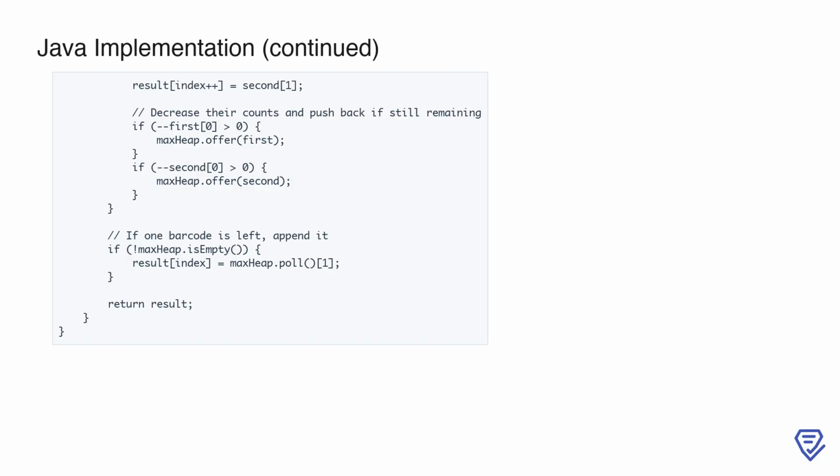After processing pairs, if there is only one barcode left in the heap, we append it to the result array at the current index. This handles cases where the total number of barcodes is odd. Finally, we return the result array, which now contains the barcodes reorganized in a valid order. This approach ensures that the solution is both efficient and adheres to the problem's constraints, leveraging the power of heaps to manage the frequency distribution effectively.